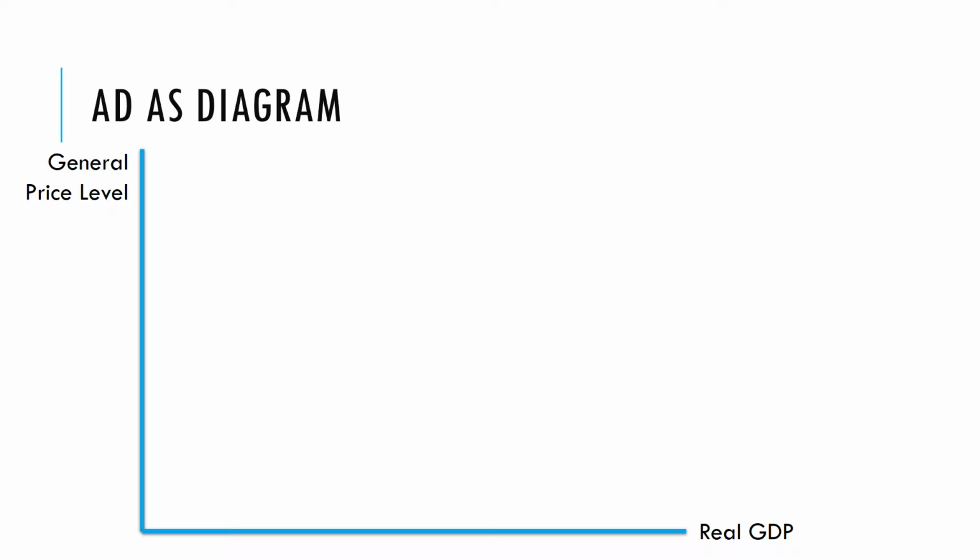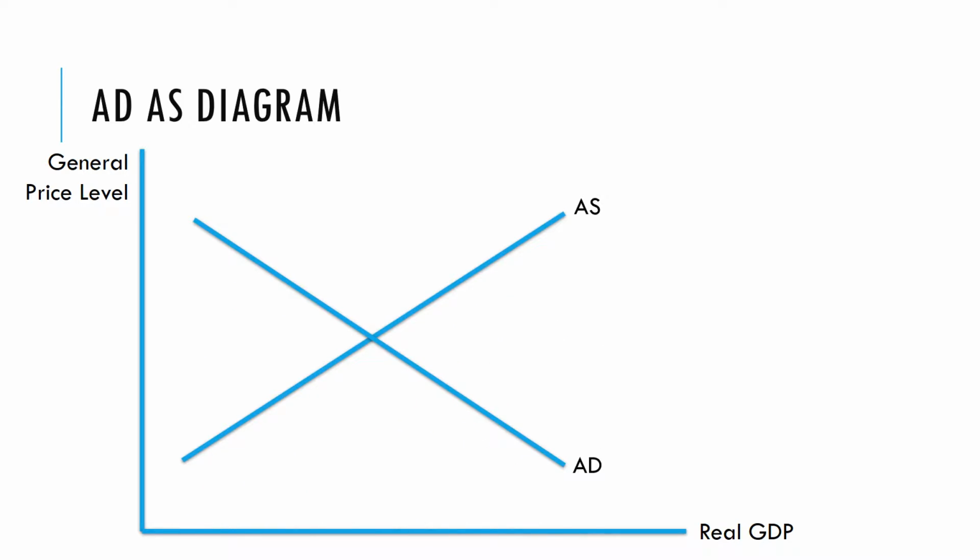What we do now is we put the two together in what's known as an aggregate demand, aggregate supply diagram, or ADAS diagram for short. So on our axes, we can plot both aggregate demand and aggregate supply, and then we can really use this as a model to show what might be the effect of changes in the economy on various factors.